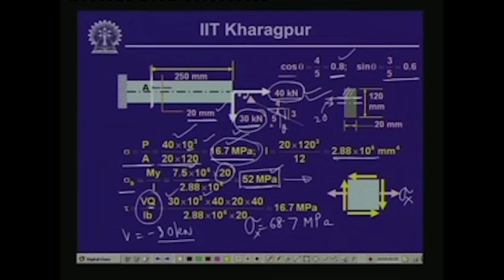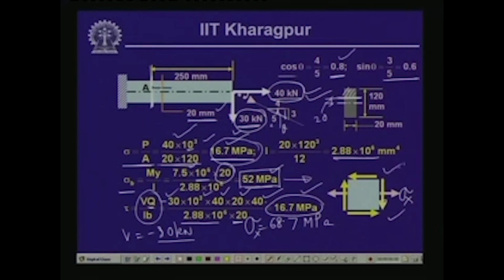So, this particular part is 40. So, the area of this part is 40 times 20, and the distance of the CG of this particular section with respect to the neutral axis is 40. So, we have 40 times 20 as the area, and 40 is the distance of the CG with respect to the neutral axis of the section above which we are computing the stress. So, this is Q, and this is I, and this is b. b is 20 millimeter. So, if we compute this, we get the shearing stress as 16.7 MPa, and since this is negative, it is acting in the negative direction as we have taken our sign convention.